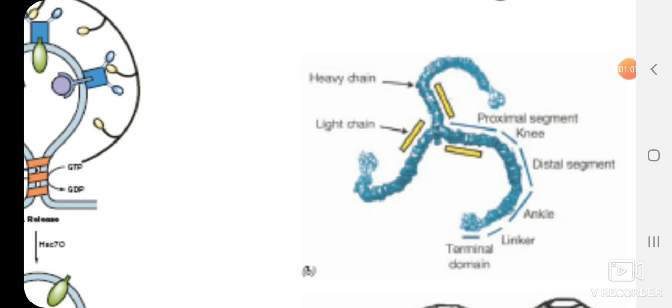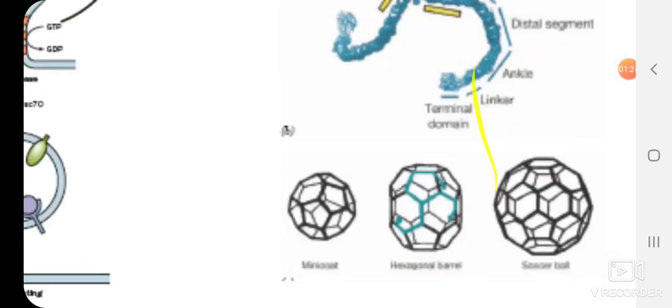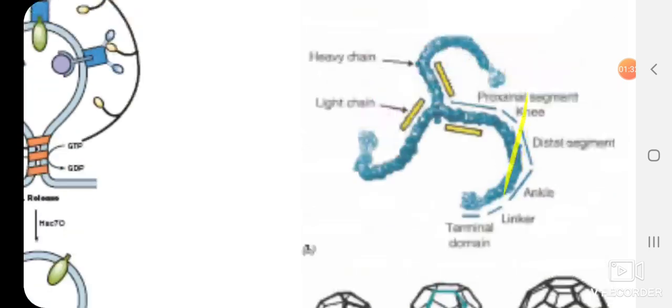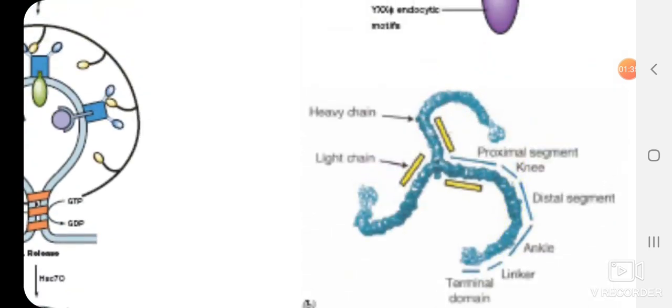And the C terminal is going to be joined. Each of the heavy chain C terminals will be joined together to form this triskelion structure. So it will have this distal segment, anchor, linker, which all play an important role in polymerization and giving a cage-like structure, which you can see here. They can form a hexagonal cage or a soccer ball type cage. So different types of cages get formed by these clathrin triskelions.